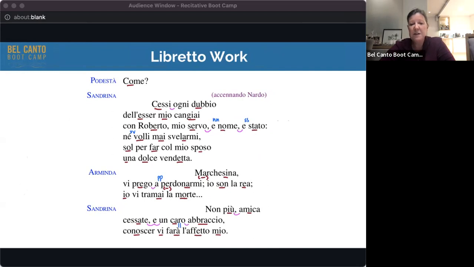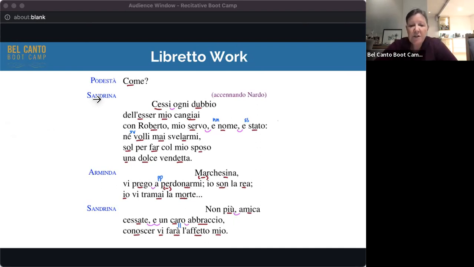Some of these stresses you will see I put in parentheses, like Marchesina, right? If we read this whole line, "una dolce vendetta Marchesina," it's not Marchesina, of course; the tonic stress on that word is on the Z, Marchesina. So not all the stresses are similarly important.